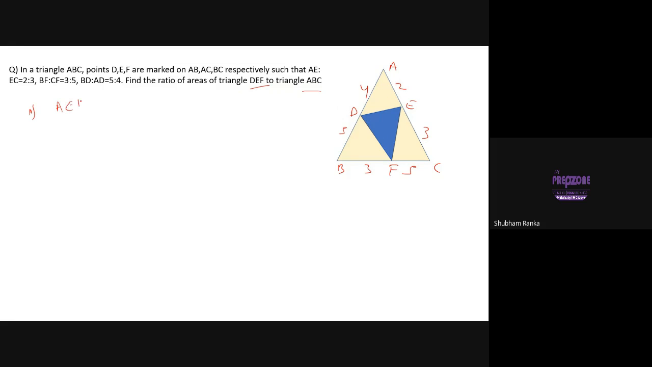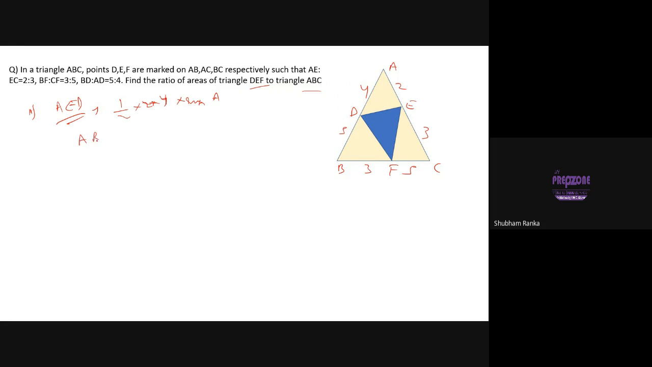For example, first we take AED, and let's quickly write what will be the area of AED. It will be half into 2 into 4 into sine A. Why did I write this? Because I know two sides, I don't know what the third side is, and this angle is A, right? Why did I use this? Because I have to compare this with the bigger triangle.